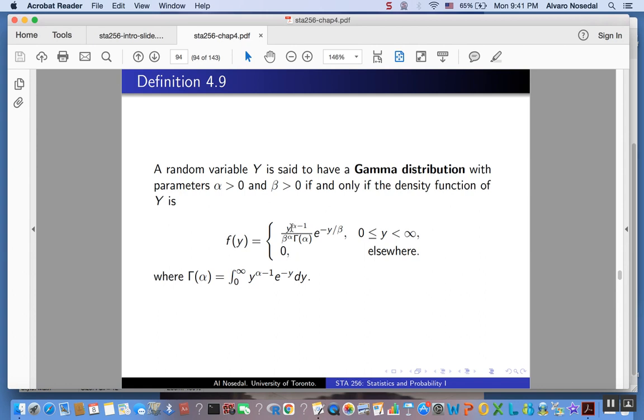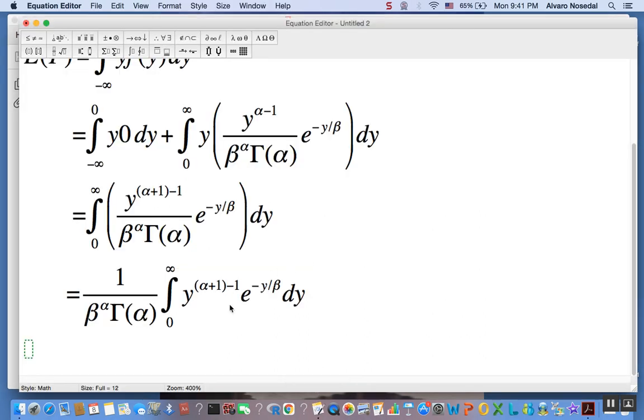So we need y to the something minus 1, beta to the something, and gamma evaluated at something. Okay, e to the negative y divided by beta. Okay, so let's see. The beta we already have. This one, e to the negative y divided by beta. We don't need to make any changes here.